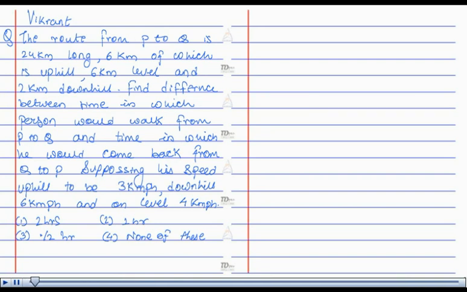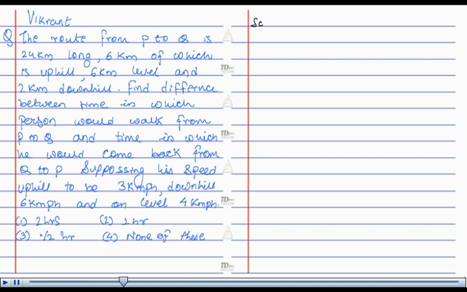Hello, I am Vikrant. The question is, the route from P to Q is 24 km long, 6 km of which is uphill, 6 km level and 2 km downhill. Find the difference between the time in which a person would walk from P to Q and the time in which he would come back from Q to P, supposing his speed uphill to be 3 km per hour, downhill 6 km per hour and on level 4 km per hour.